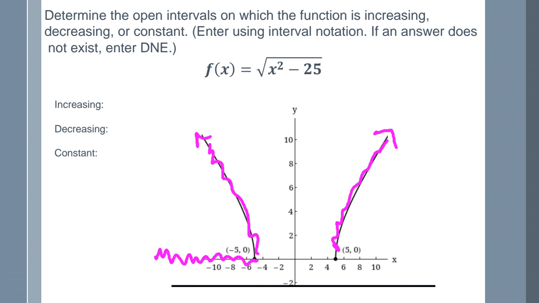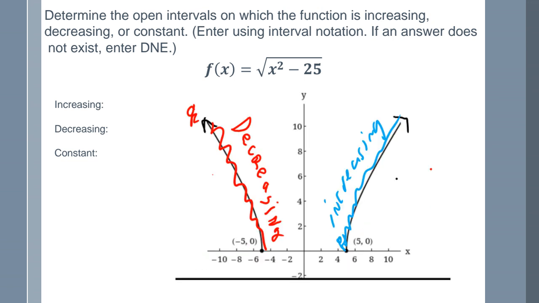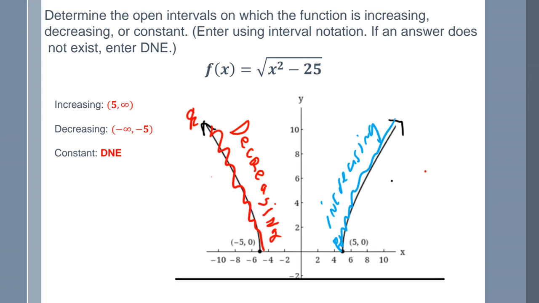So here's decreasing, decreasing, increasing. And then our increasing goes from 5, which is here, to infinity. And our decreasing is from negative infinity, which is all these values right here, to -5, and then increasing from 5 to infinity. And there's no constant part.